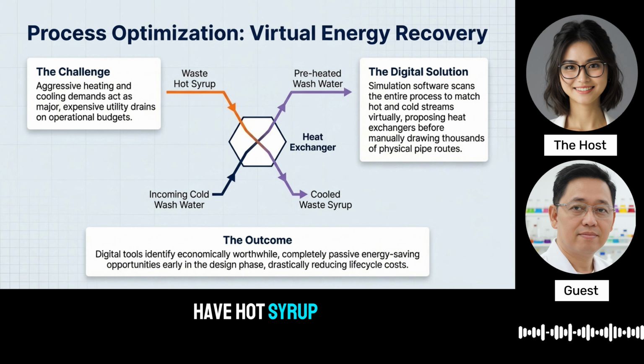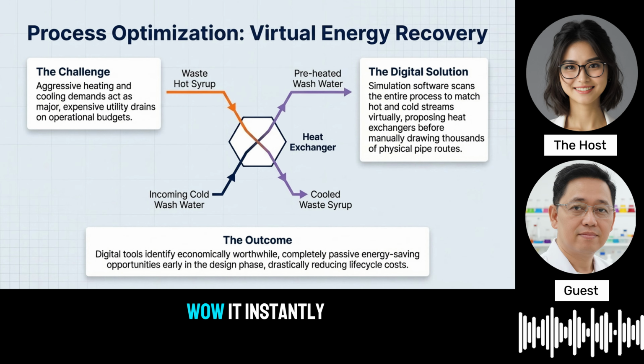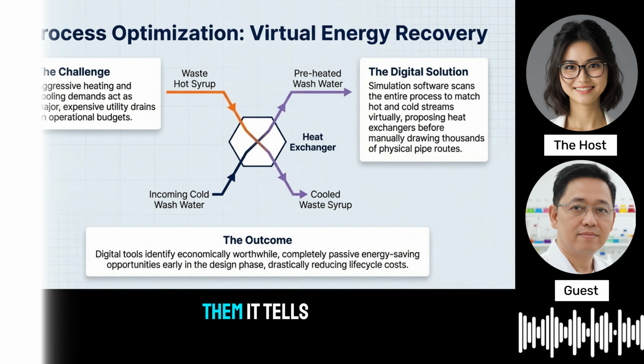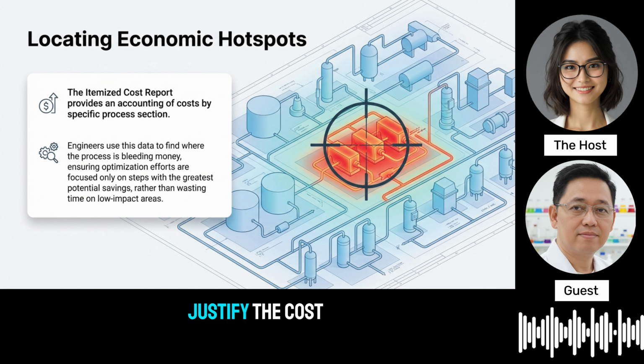So if you have hot syrup at 70 degrees Celsius that needs cooling and incoming cold wash water across the building that needs heating, the software virtually swaps the heat between those two streams. Wow. It instantly runs the thermodynamics and calculates exactly how much money you would save on your utility bill if you connected them. It tells you if the energy savings justify the cost of actually building that specific pipe without you having to manually map it all out first. That is such an elegant way to slash the OpEx. It is engineering foresight at its best.